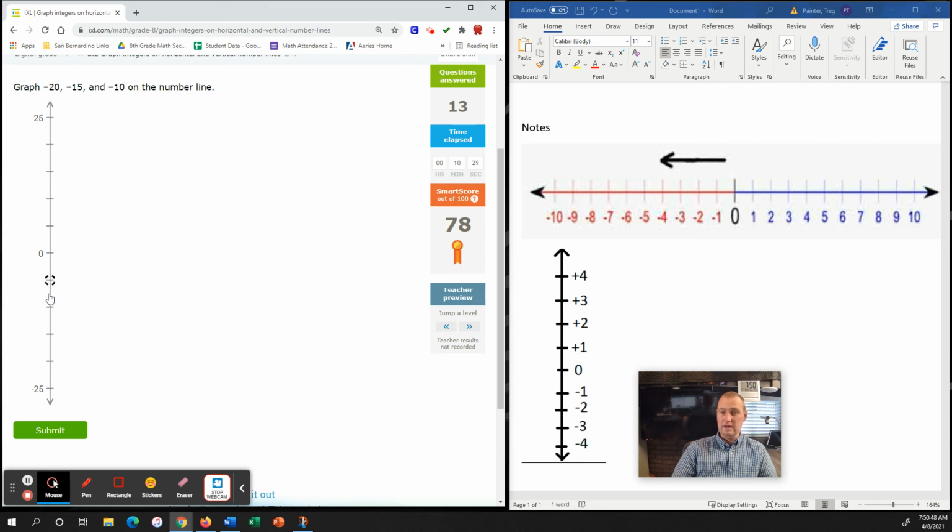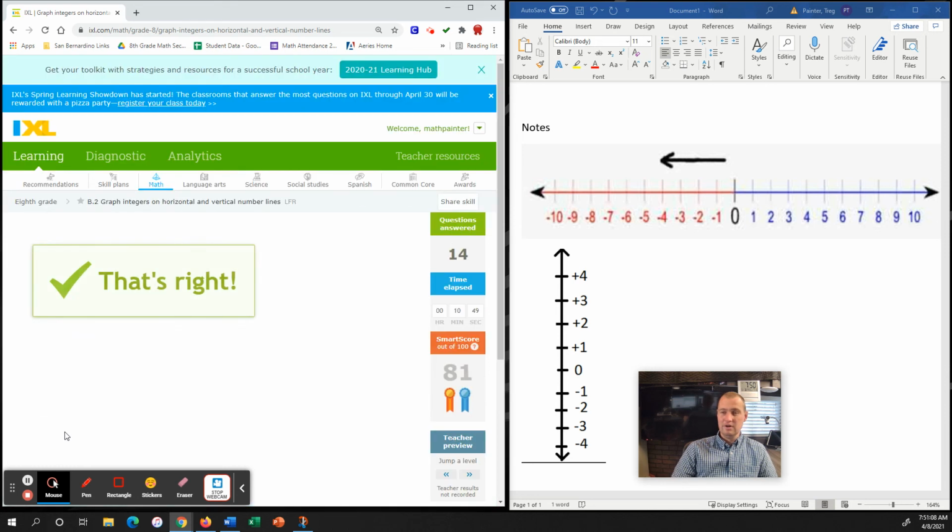So 0, negative 5 is not a point. Negative 10 is a point. Negative 15 is a point. Negative 20 is also a point. And negative 25 they gave to us. So here we go. Negative 10 right there. Negative 15, negative 20, all in order, going down in a smaller number direction.